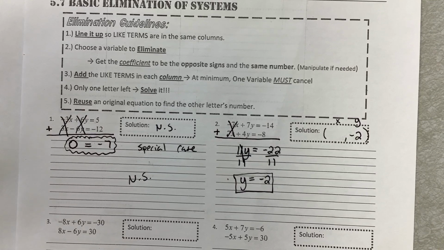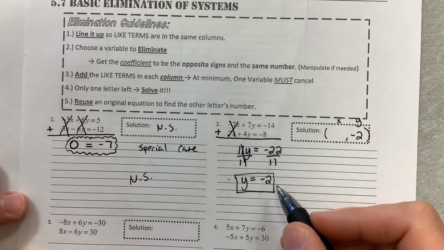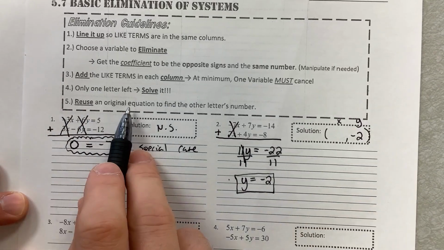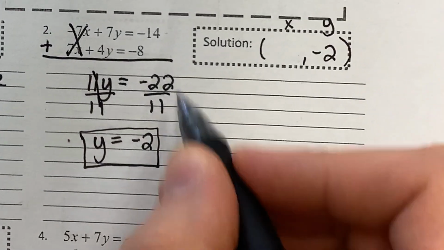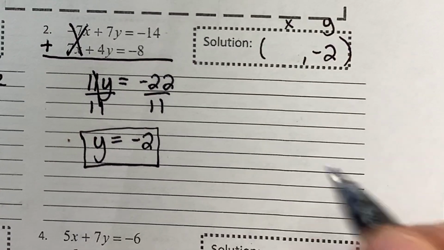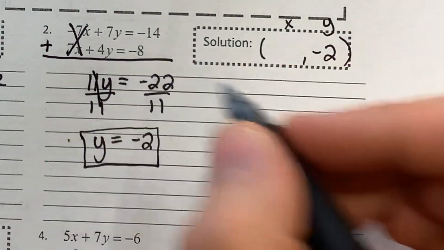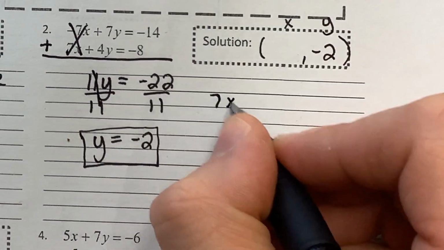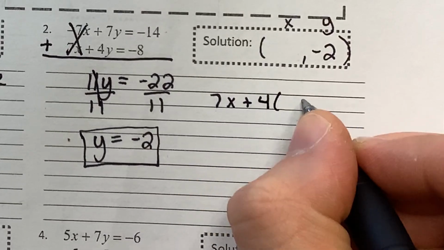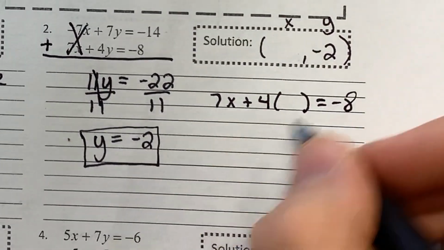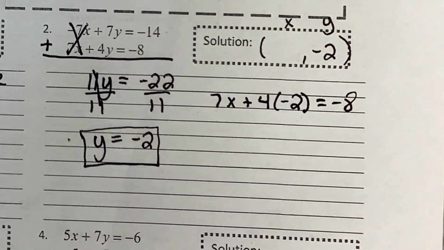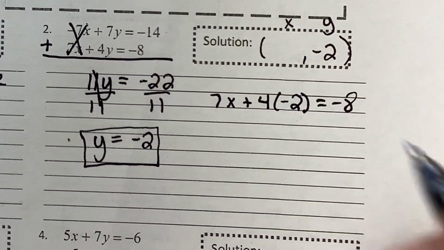We need to find the x value. And this part is going to be similar. So, step 5, reuse the original equation to find the other letter's number. It's just like substitution. We're just going to plug this into one of my originals and see what we get. We can use either one. I'm going to choose this bottom one, 7x plus 4y equals -8. Again, I'm going to plug in -2 for y because now I know that's what it equals. And we're going to just simplify.